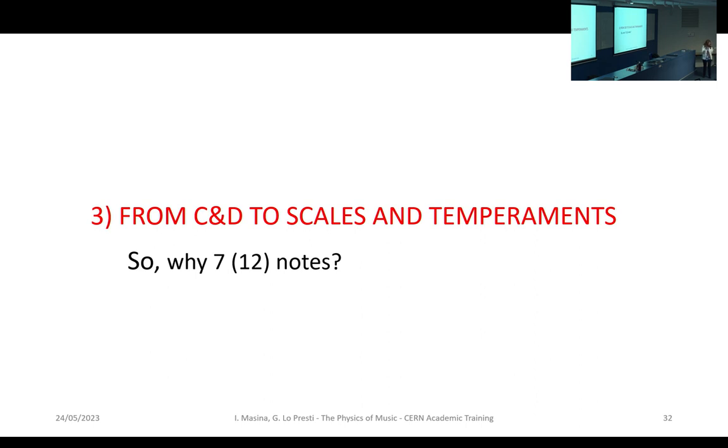And now let me go to another closely related argument. Now, from consonance and dissonance, we move to scales and temperaments. So it's more historical now, my review, and I will try to give our answers to this question: why 7, why 12 notes finally?